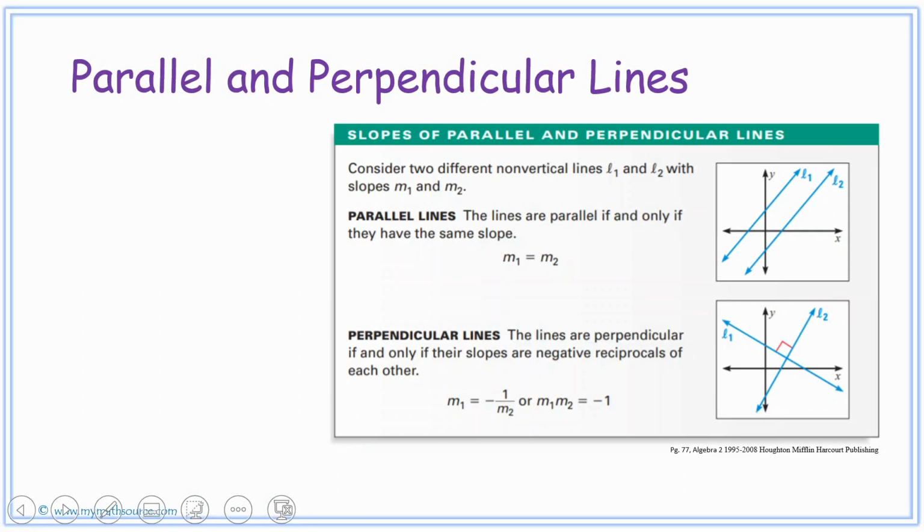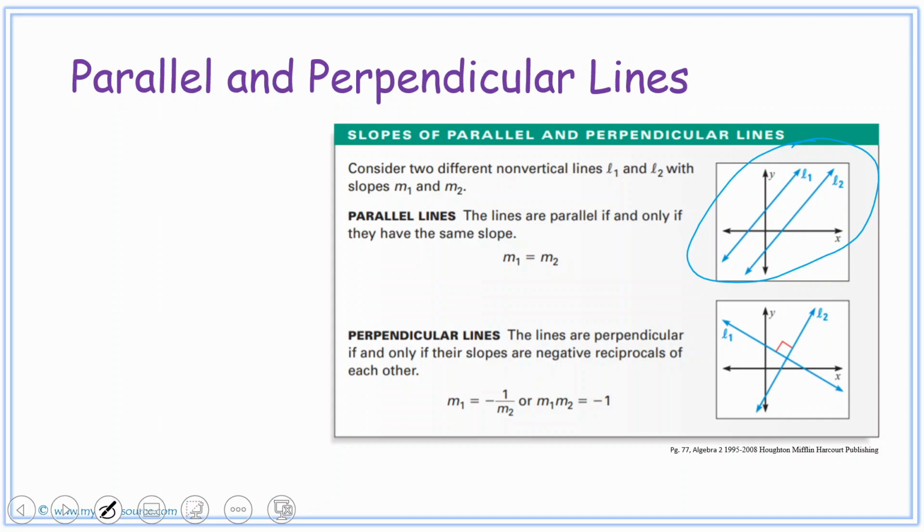We can also use our understanding of slope to determine whether a line is parallel or perpendicular. Now, parallel lines are lines that will never touch. They never meet. As you see here, you'll notice that no matter how far those lines go on into infinity, they will never touch. And that's what we call parallel lines.